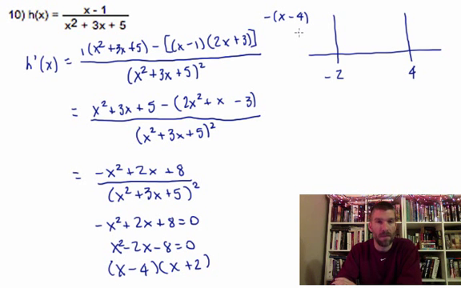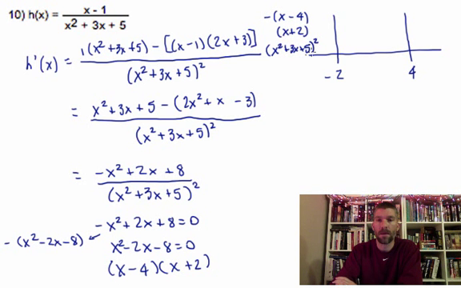Okay, so I need to work with basically my original factoring. So what I'm doing here is factoring out a negative, so that this is what I'm working with. Okay, so negative x minus 4, x plus 2, and then I do need my denominator. Even though it'll always be positive, it could come in handy. So I'm going to go ahead and write that down. x squared plus 3x plus 5, squared. All right.